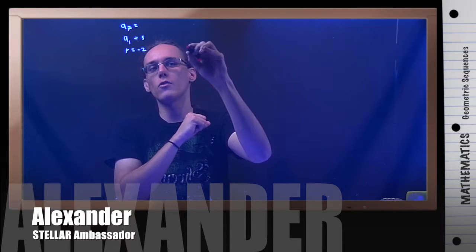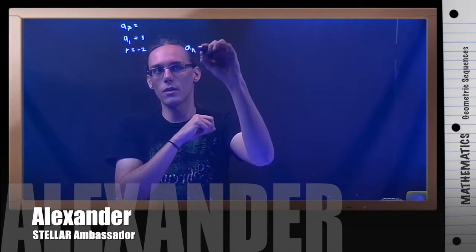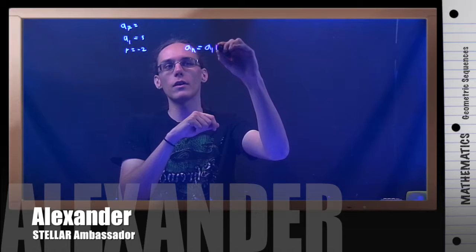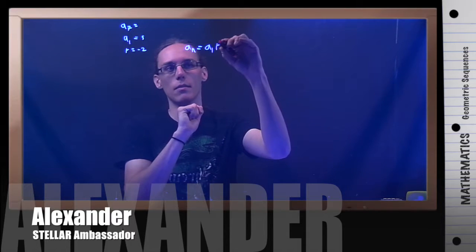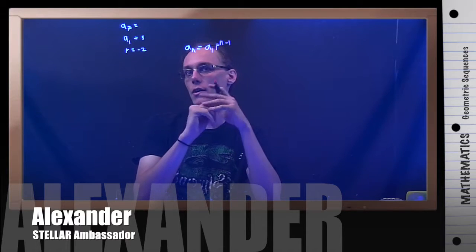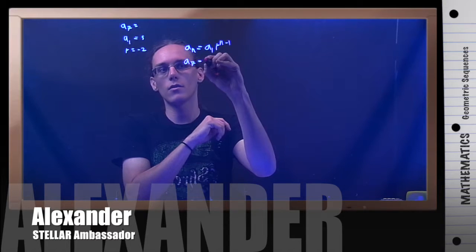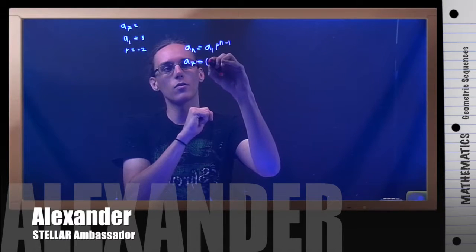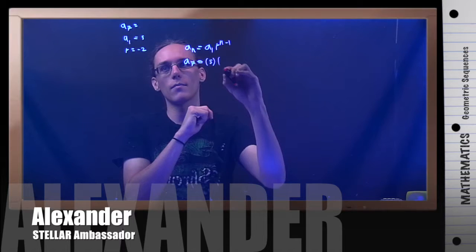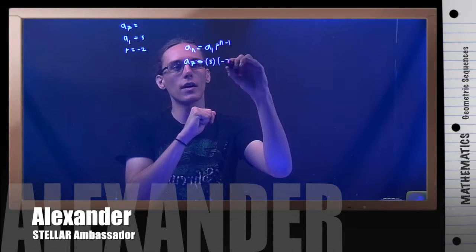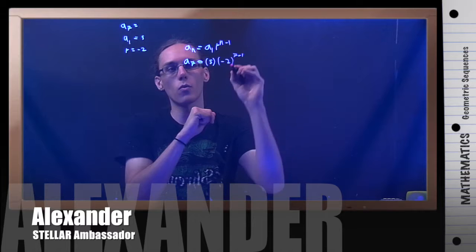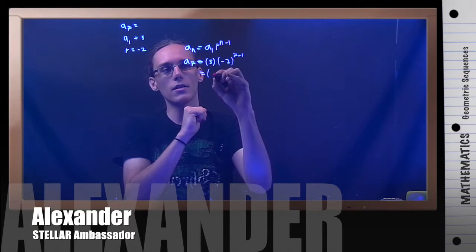If you want the nth term of a geometric sequence, that's just equal to a sub 1, whatever your first term is, times the common ratio raised to the n minus 1 power. So let's go ahead and plug in the values we have here and see what this looks like. We'd have a sub 7 is equal to, well, a sub 1 is 5, so I'll put 5 here. And then my common ratio is -2, so -2 to the 7 minus 1. 7 minus 1 is just 6.